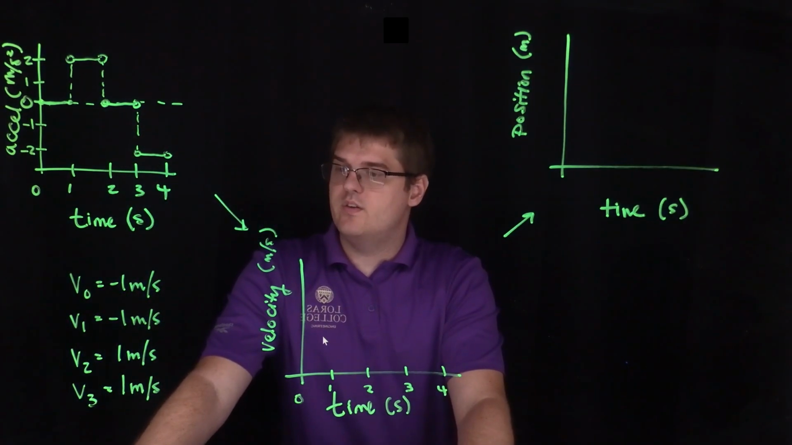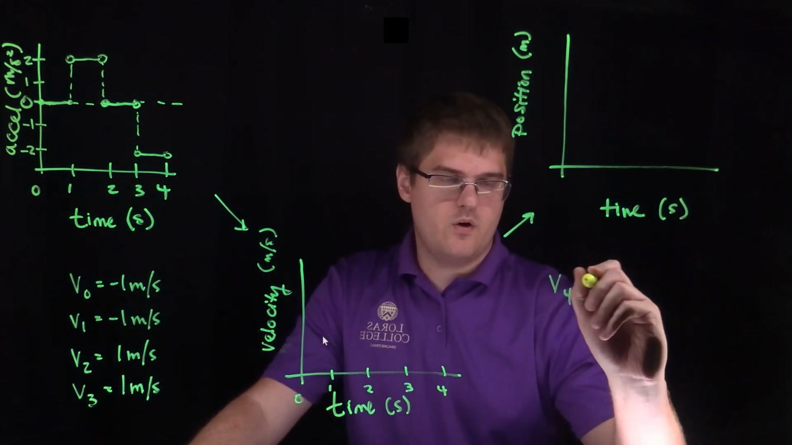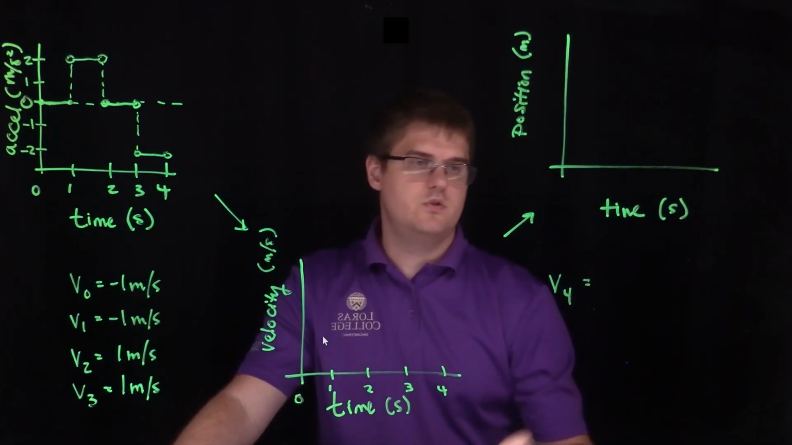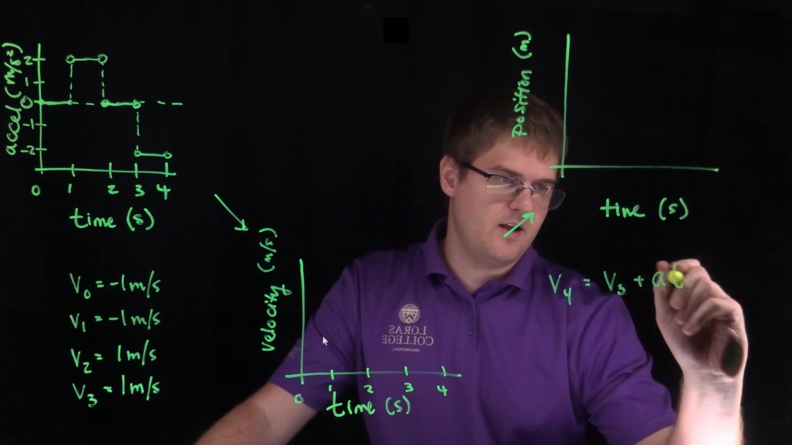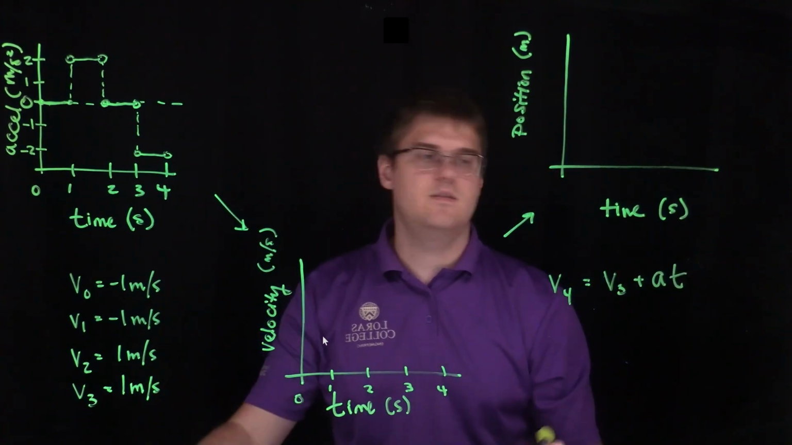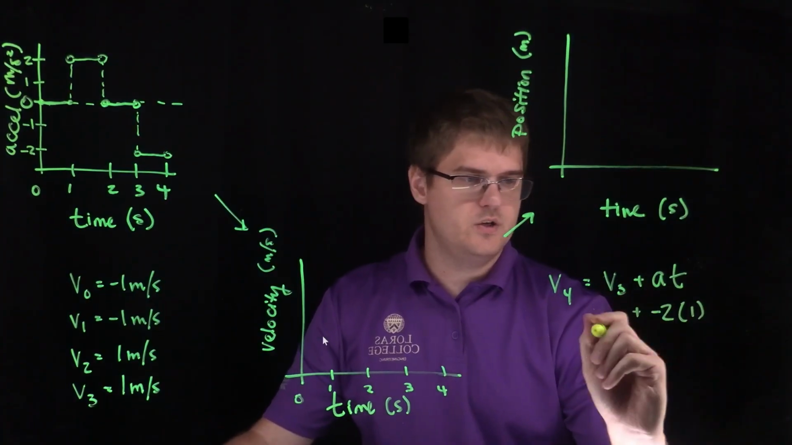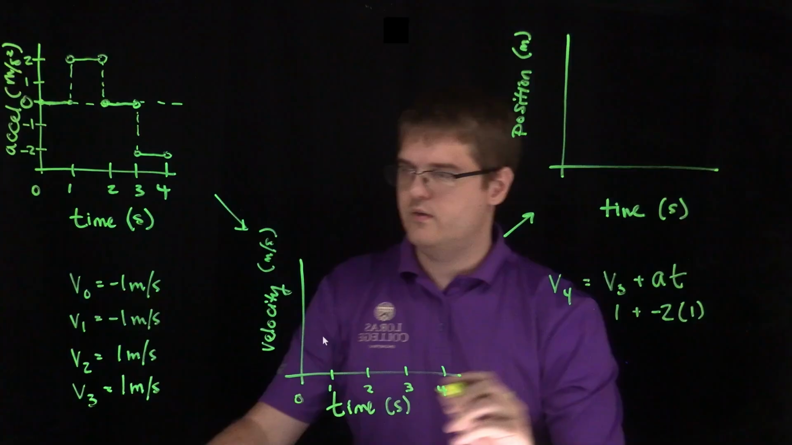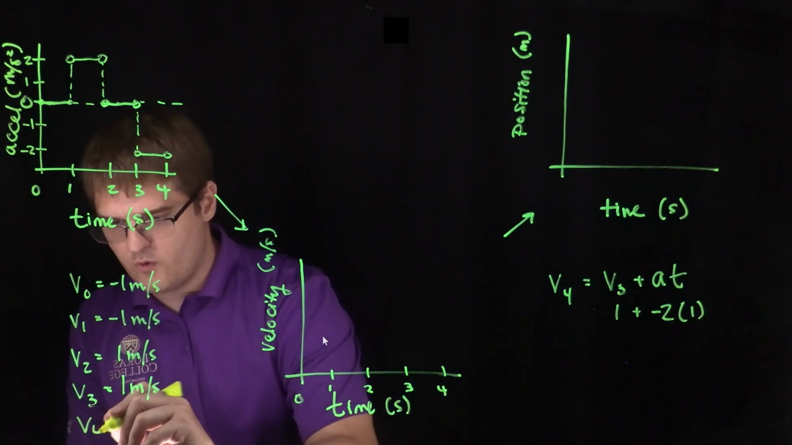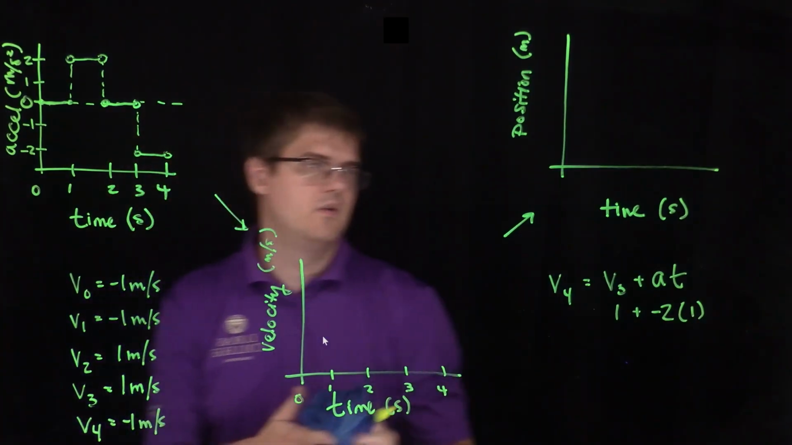Which leaves velocity at 4. Velocity at 4 is going to be equal to velocity at 3 plus acceleration times time. My acceleration is -2 over this. I've still got a 1 second time change, and I'm starting at 1. 1 minus 2 is going to be that velocity 4 is back to -1 meter per second.